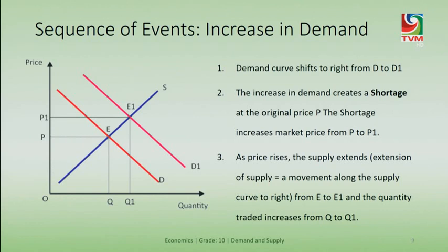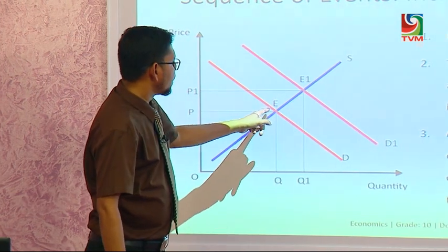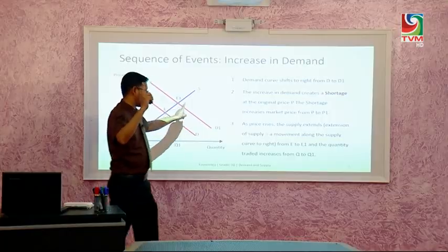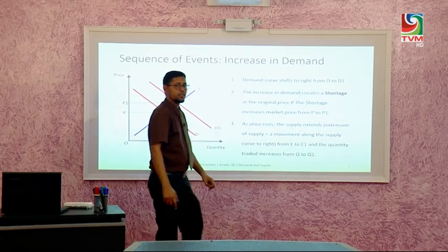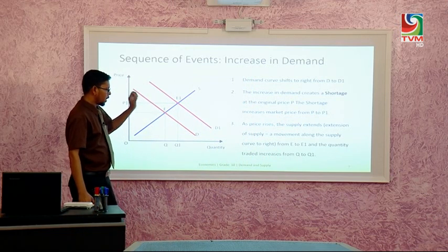So, what happens is, when a non-price factor changes, for example, let us say income of the consumers increases. Due to that, the demand curve shifts to right. That is the first thing which occurs. The demand curve shifts to right from D to D1. That is the first thing that occurs.